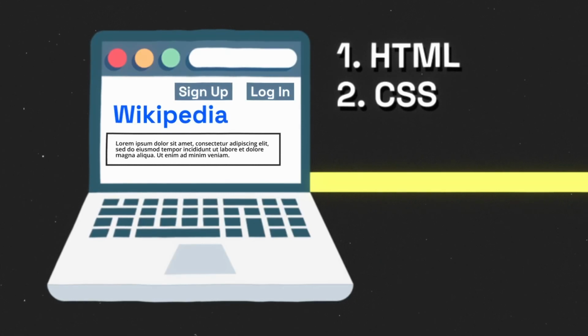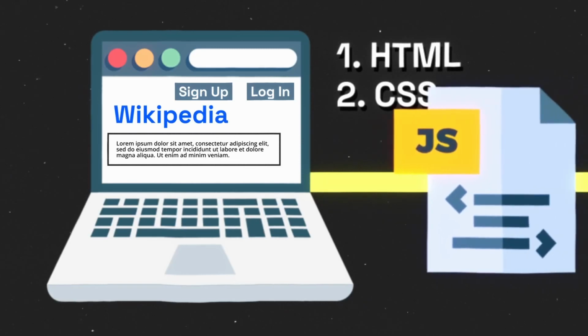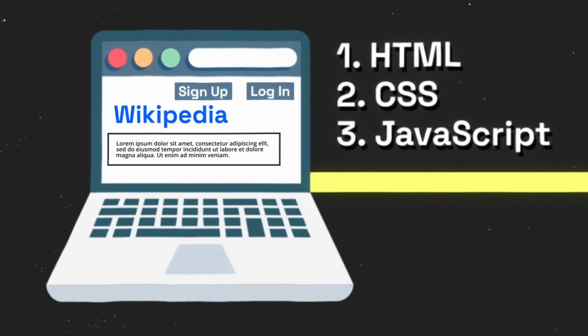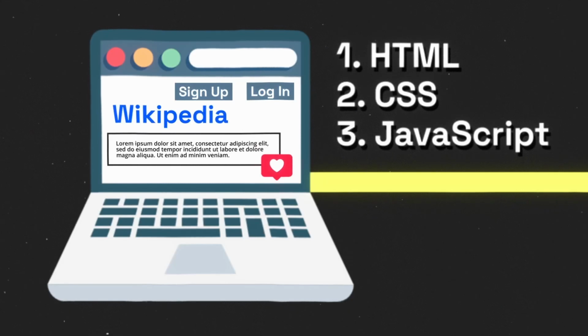And others will contain JavaScript code, which is a language used to describe how the website works. For example, what happens if the user clicks the login button, or if they click the sign up button, or if they give a like to a post. Everything that will happen in these situations is defined in the JavaScript code.